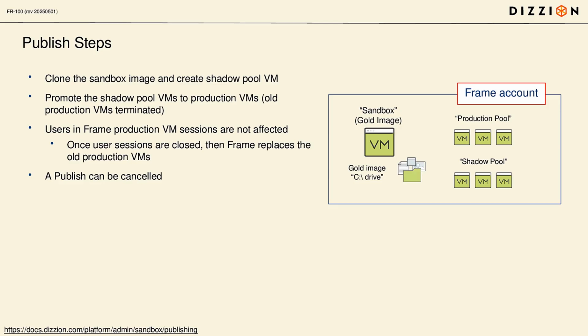Because the frame platform is leveraging a shadow copy process, this means that if you change your mind before it completes, the publish operation can be canceled. As a best practice, it's strongly recommended to publish during off-peak hours when user sessions are at their lowest point to avoid possible disruptions.